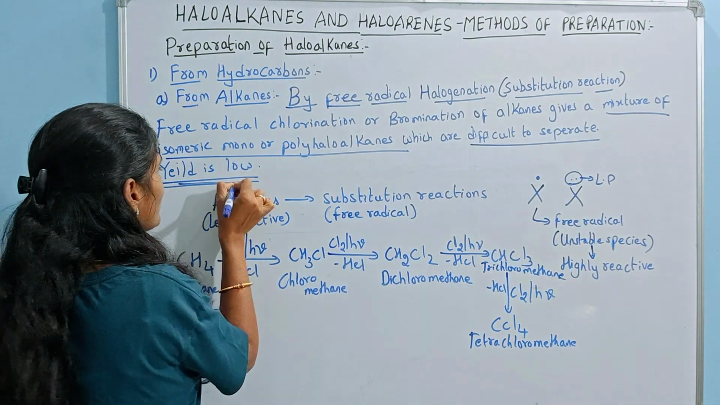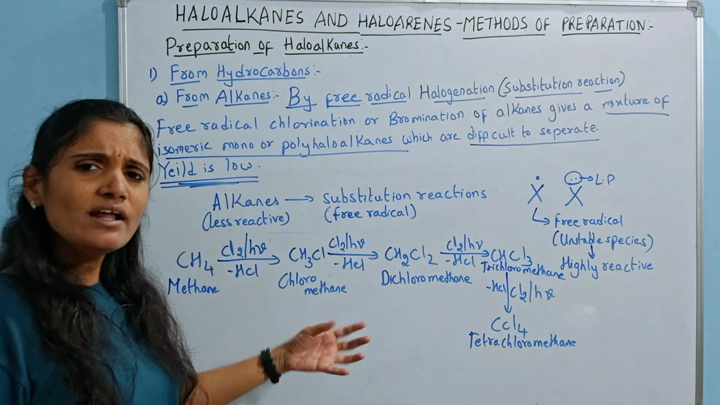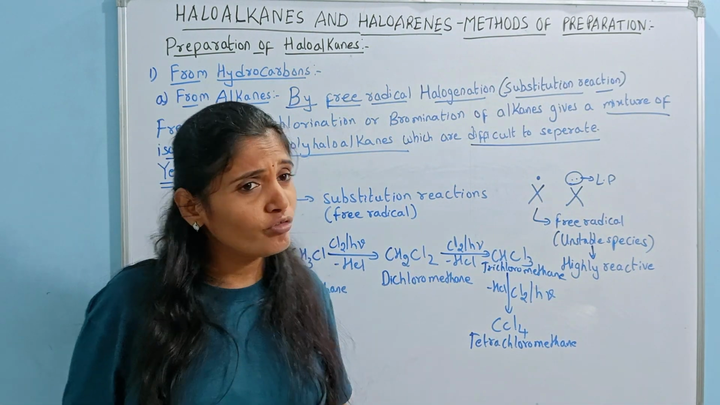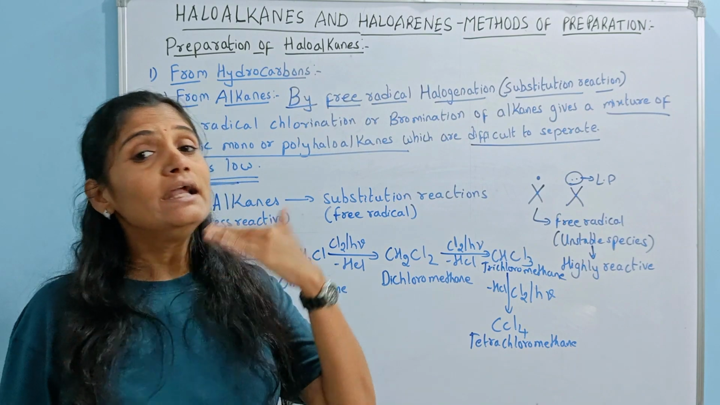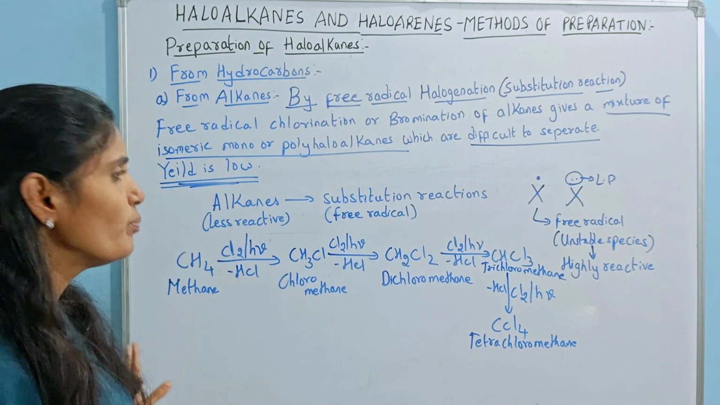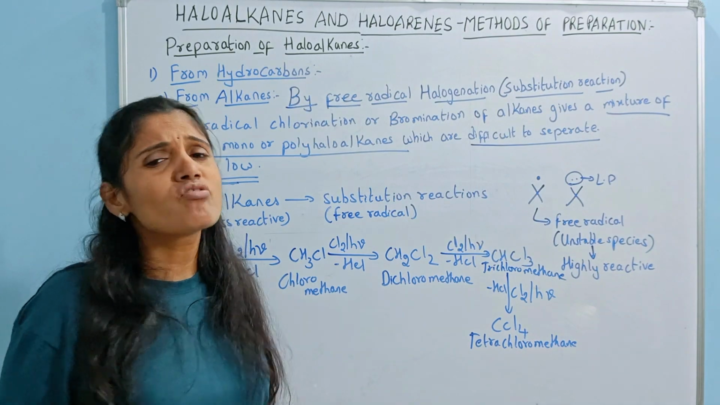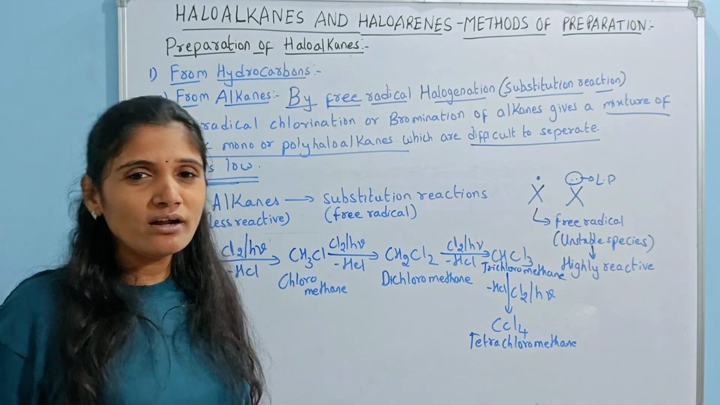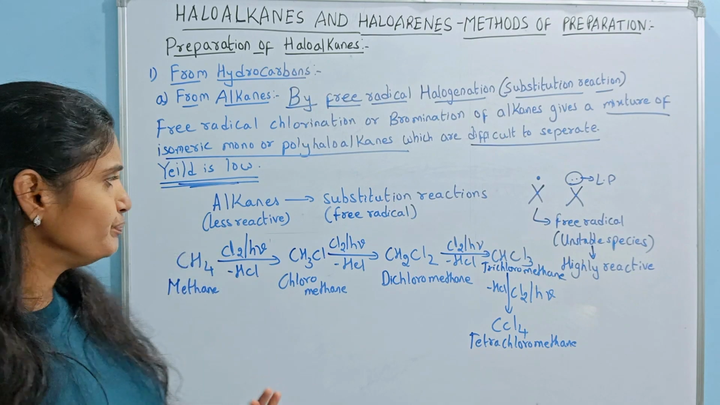That is the reason the required yield is very low. Yield is very low. It is not a selective process. You get a mixture of products. Yield wise, we don't prefer it. In terms of selective product also, we don't prefer it. We don't prefer it that much still. Okay, if you feel I can isolate, then it is fine. You can go for it.